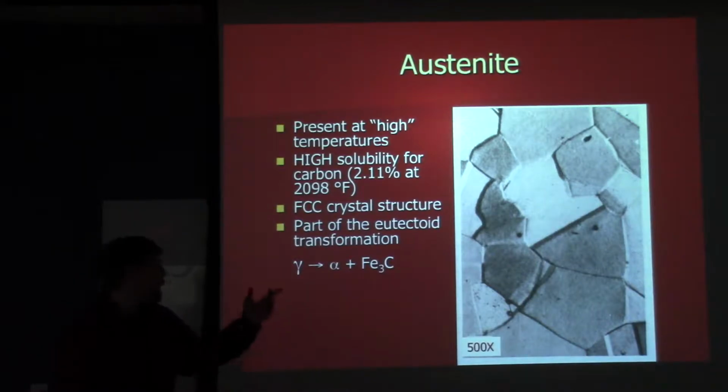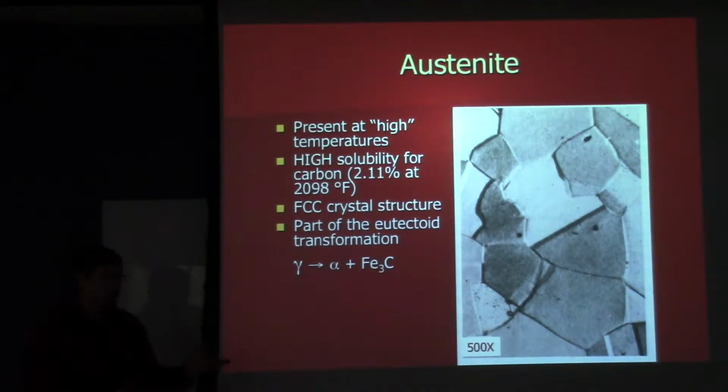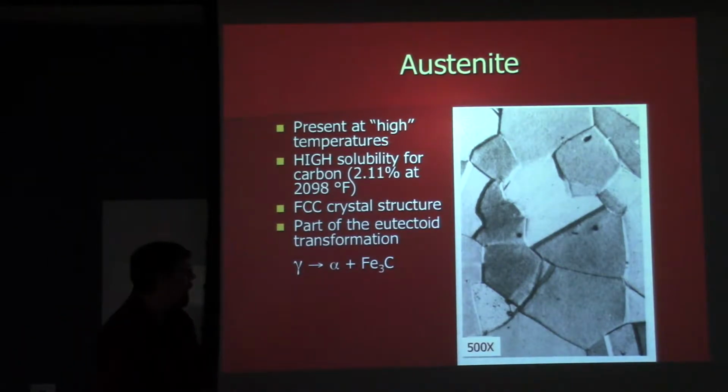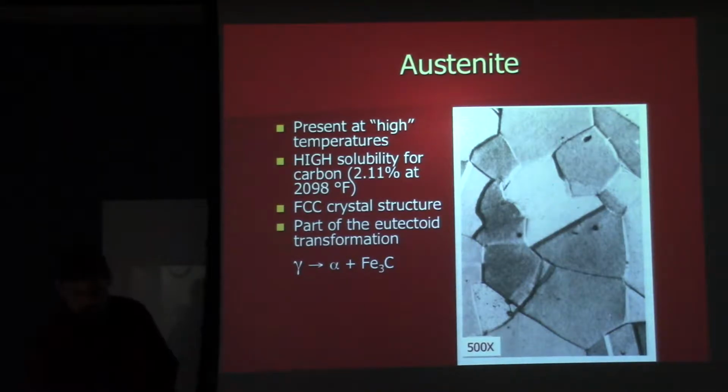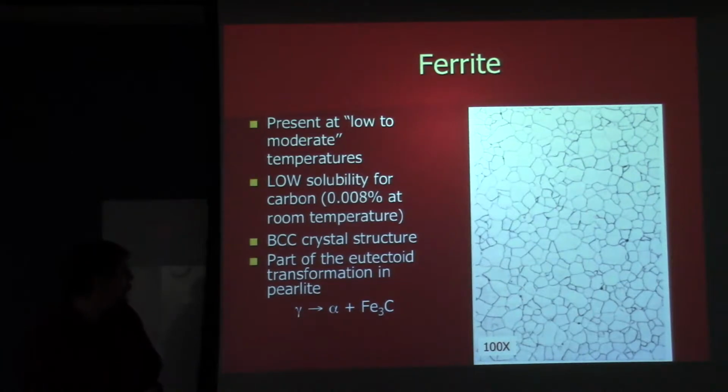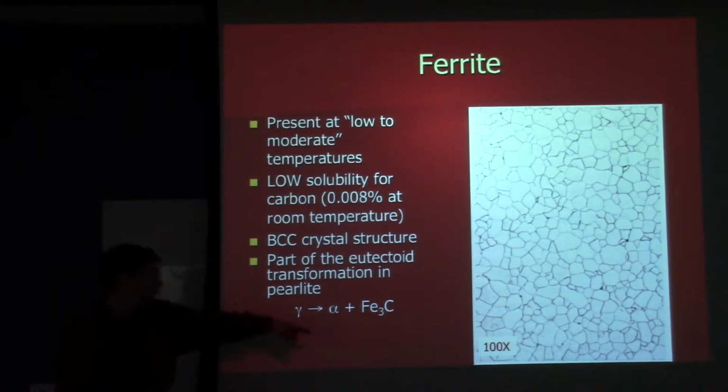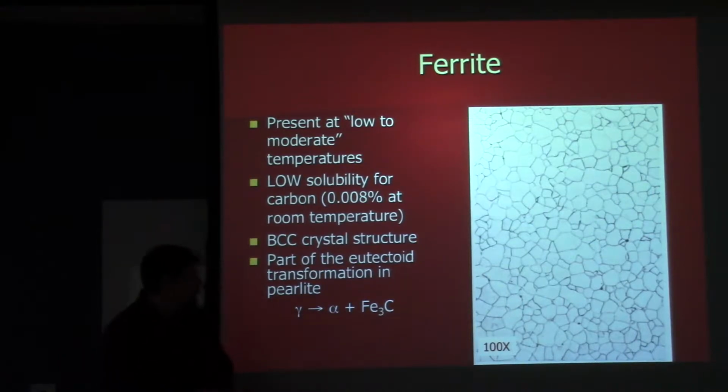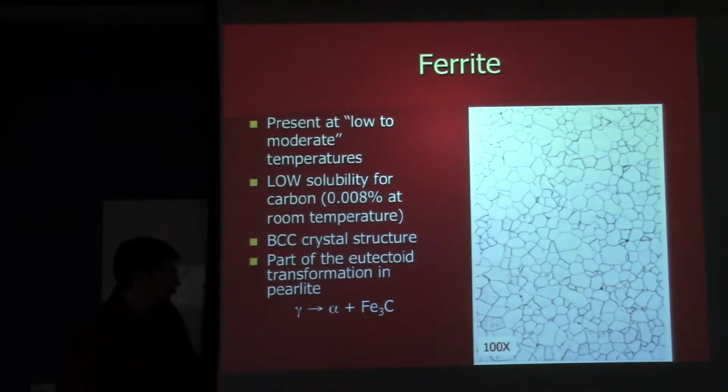So austenite is what we have at the higher temperatures. And we can see a bit what that looks like. Austenite has an FCC crystal structure. I hope this is all review. If it's not, and you need me to slow down, I will. Ferrite, of course, has the BCC crystal structure, and on our little equation, it's over here. And you can see what ferrite looks like.